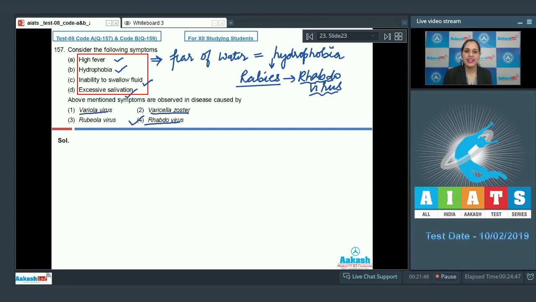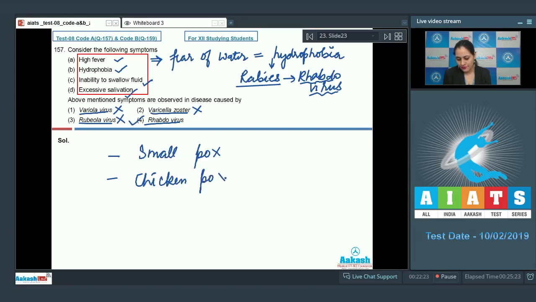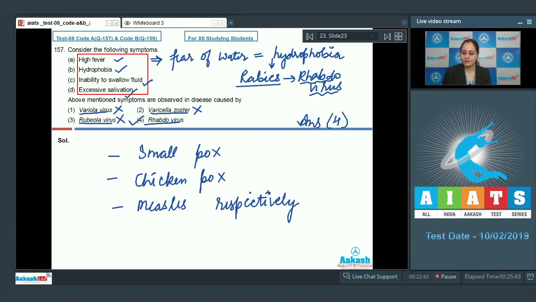The next option is varicella zoster and rubeola virus, and these are the incorrect options because they cause smallpox, chickenpox, and measles, respectively. So the correct answer to this question is option number 4. Let's discuss our next question.